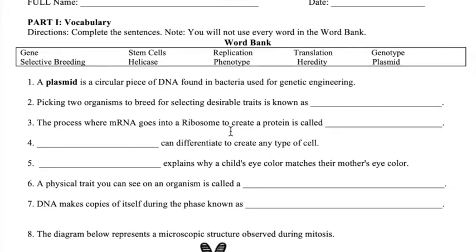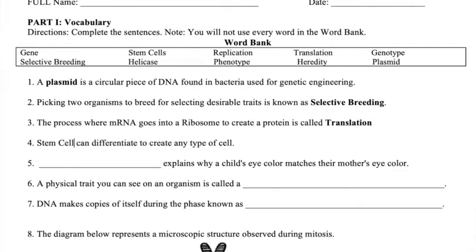Number two, picking two organisms to breed for selective breeding is known as, which one is this one? I hope you said it, selective breeding. The process where RNA goes into a ribosome to create a protein is known as, this one is called translation. Make this bold. All right. The next one, four, blank can differentiate into any type of cell. This was the word stem cells. So differentiate, so basically it can create any type of cell available.